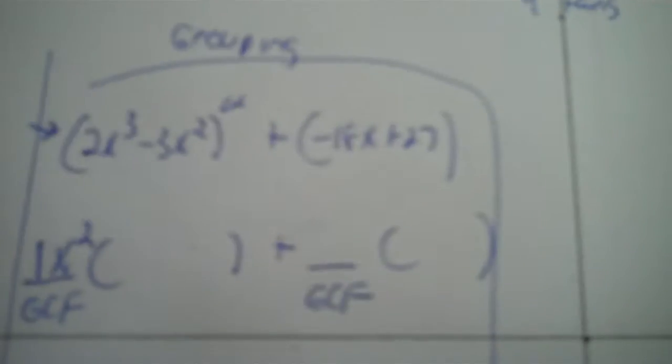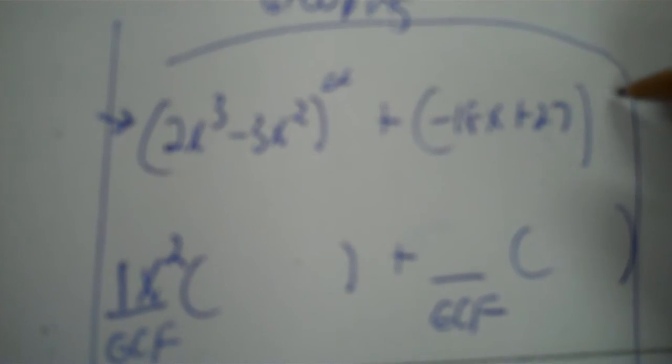Okay, so in the second parentheses, the second binomial, the last term does not have that variable. The first one does have the negative. Put a negative in the slot, okay? Because of that, if the first term in the expression is negative, you need to make your GCF a negative. Now the actual GCF of the coefficients, 18 and 27, would be 9, okay?